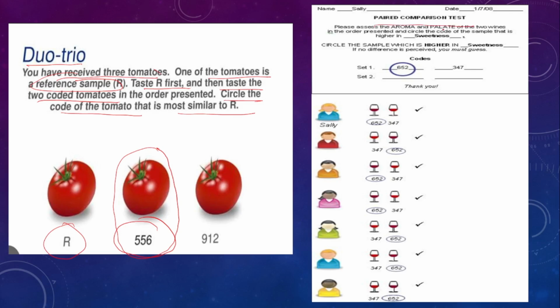Next is the paired comparison test. In this we see which character is more intense. Circle the sample which is higher in sweetness. These are the wine bottles. They give them to 5 or 6 members. We have to find which is more intense, which is more sweet. They found this one more intense, so they circled this.